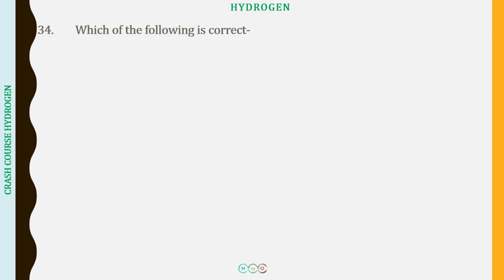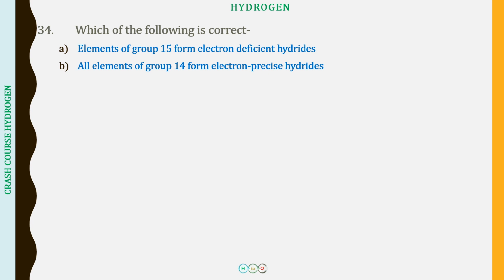Now the next question, which of the following is correct? Elements of group 15, they form electron deficient hydrides. So let us do along with now. We've done a lot of discussion over here. So elements of group 15, they form electron rich hydrides, not electron deficient hydrides. They have a lone pair of electrons. All elements of group 14, they form electron precise hydrides. So this is going to be correct.